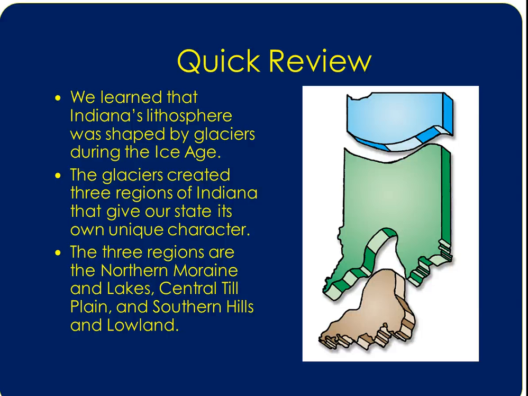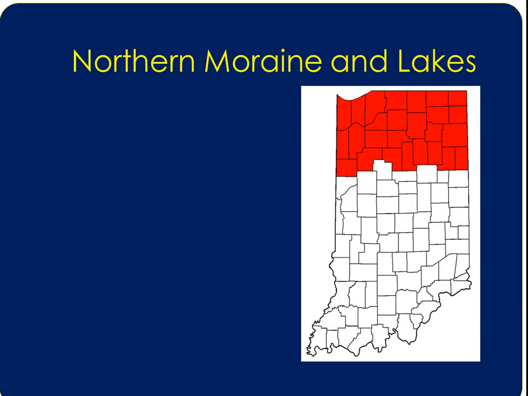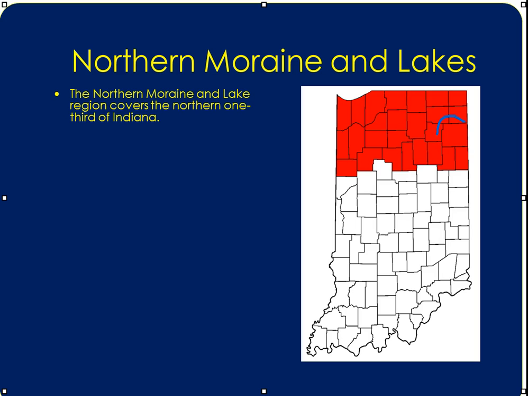You can see from the map how they're basically divided within our state. This is kind of a puzzle. Consider each region a different puzzle piece. When they're put all together, they form Indiana, but when they're separate, they each have their own unique features. We're going to start our level with Mission 1, talking about the Northern Moraine and Lakes. Here you see it on the map. It covers the northern third of Indiana. Allen County is right here, so that means that we live in this region, the Northern Moraine and Lakes.